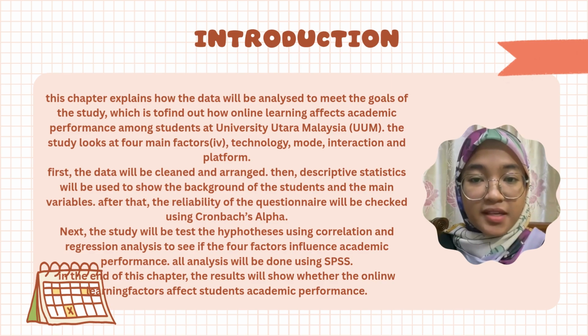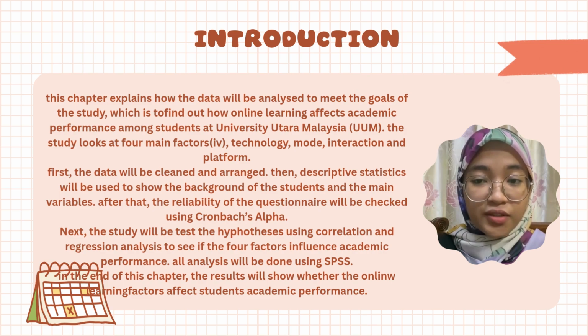This chapter explains how the data will be analyzed to meet the goals of the study, which is to find out how online learning affects academic performance among students at Universiti Utara Malaysia, UUM. The study looks at four main factors: technology, learning mode, interaction, and platform. First, the data will be cleaned and arranged.